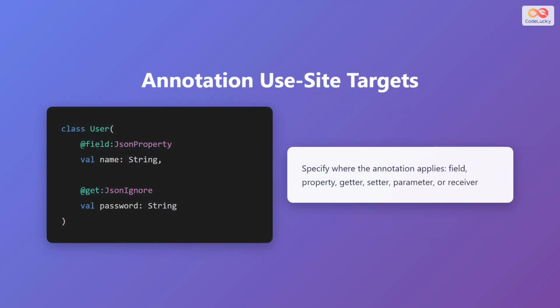Sometimes you need to be more specific about where an annotation applies, especially when working with properties. This is where use-site targets come in. Use-site targets let you specify exactly which part of a property the annotation should apply to. For example, you can use @field: to apply an annotation to the backing field itself, or @get: to apply it to the getter method. In this example, @field:JsonProperty applies to the name field, while @get:JsonIgnore applies to the getter of the password property. This level of control is essential when working with frameworks like serialization libraries that need precise annotation placement.